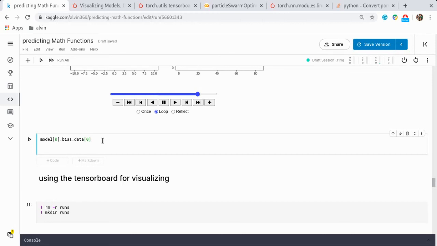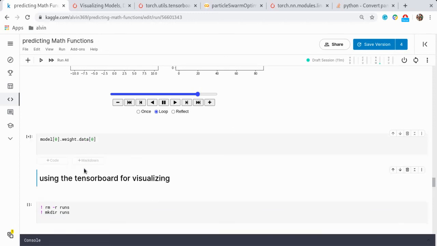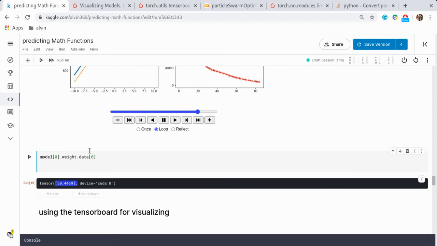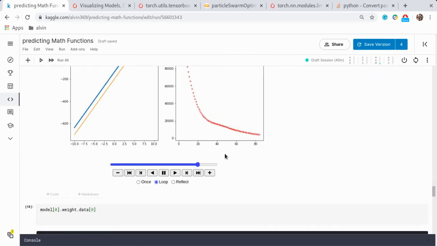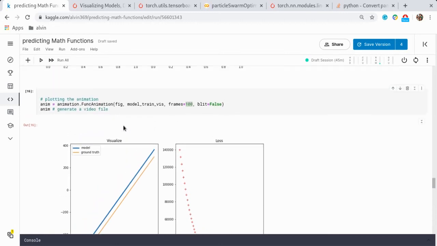Next thing is displaying the values. Some of you might know that we can actually see the bias values that it has learned right now, and we can also see the weights. You can use these values to plot the graphs in TensorBoard, and that's what I was doing. So now we have seen how the model is prioritizing the weights over the biases.